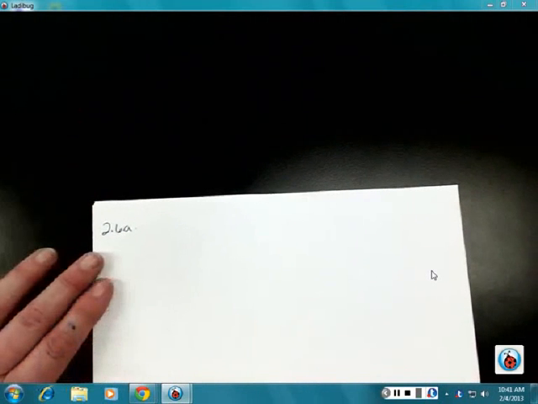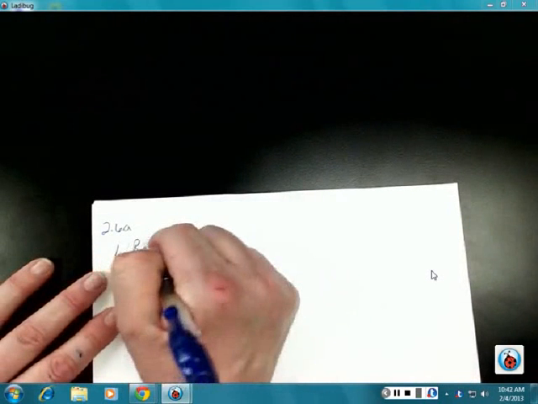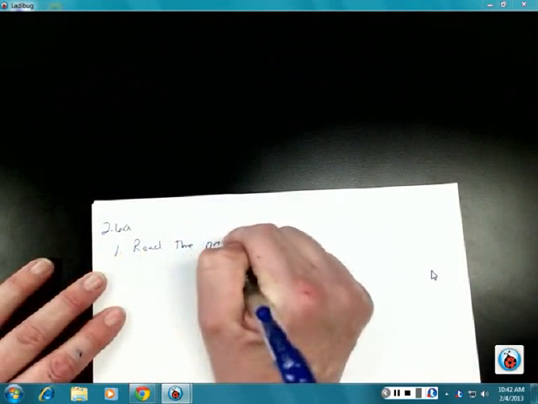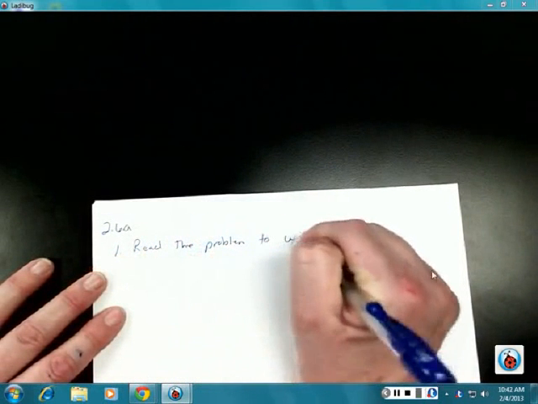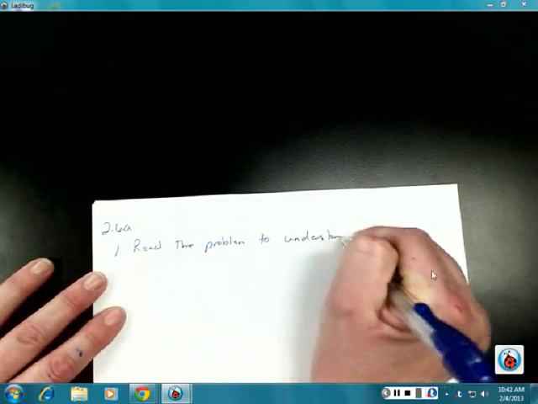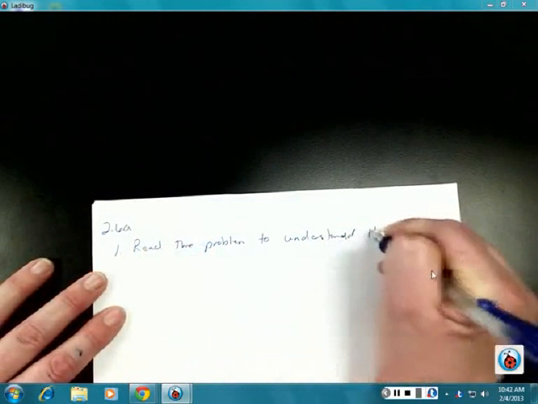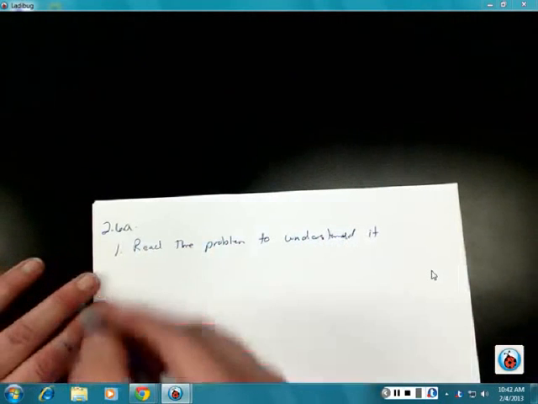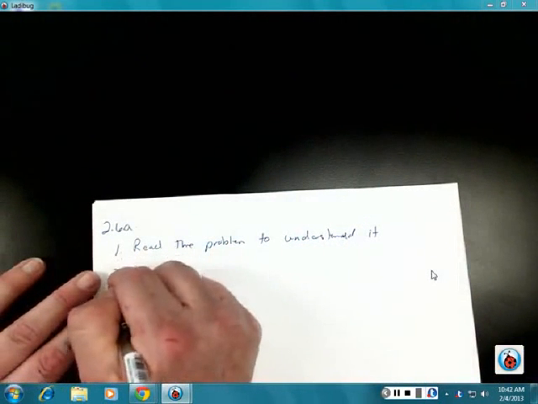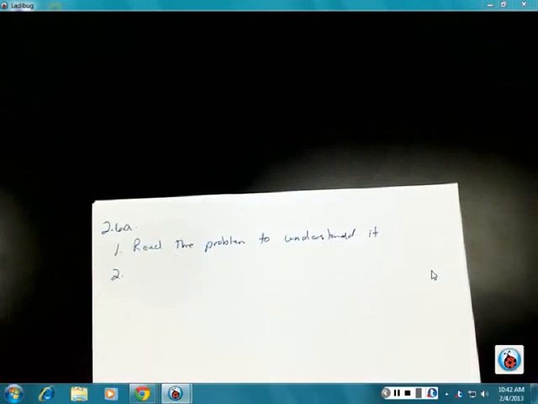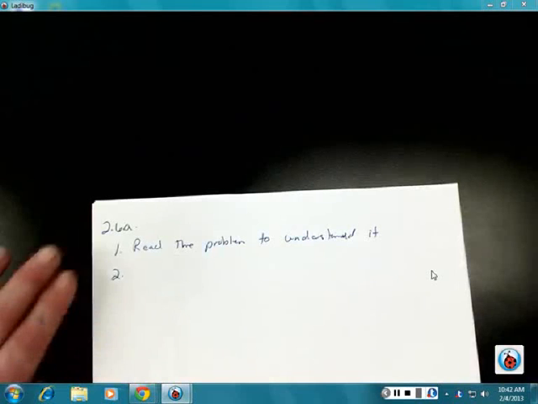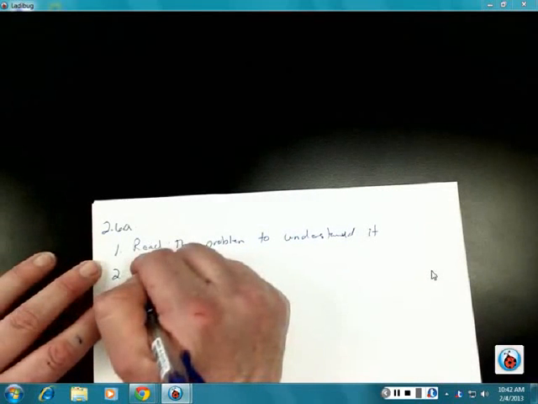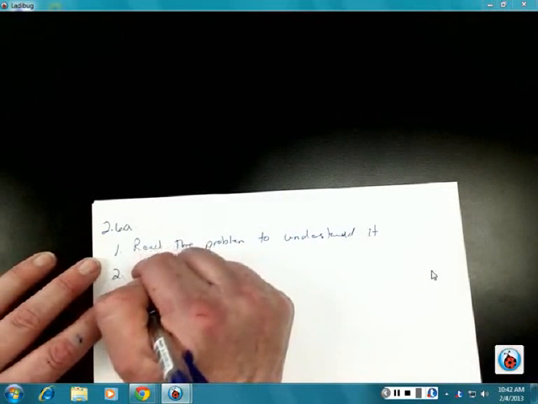Okay. So in 2.6a, we need to, of course, read the problem to understand it. So basically just go through and read it once, then go back and read it a second time to see if you can come up with an answer for it. Second is devise a plan.